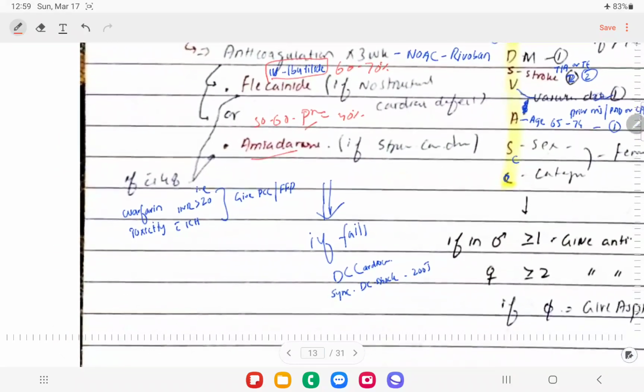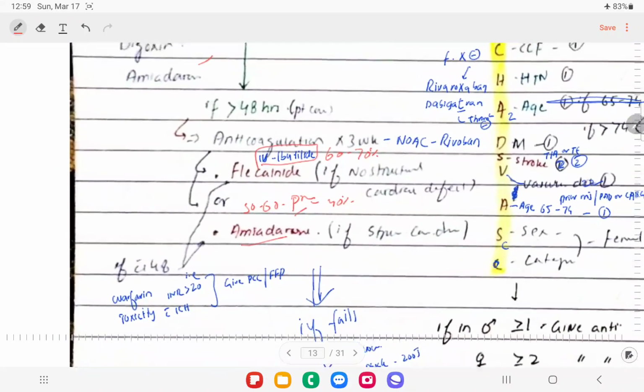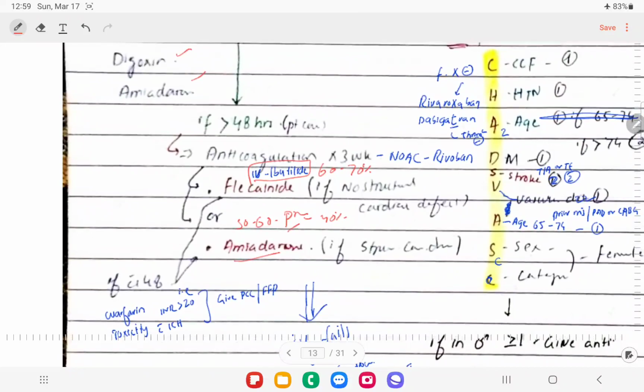So if the patient is having symptoms for more than 48 hours, we will anticoagulate this patient, and then we will control the rhythm, right? If the patient is having symptoms for less than 48 hours, we will straight away go for rhythm control. There is no need to go for anticoagulation, right?